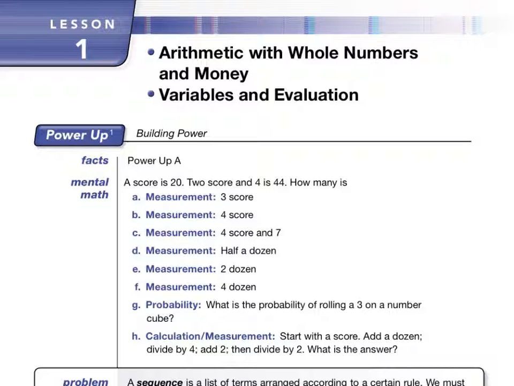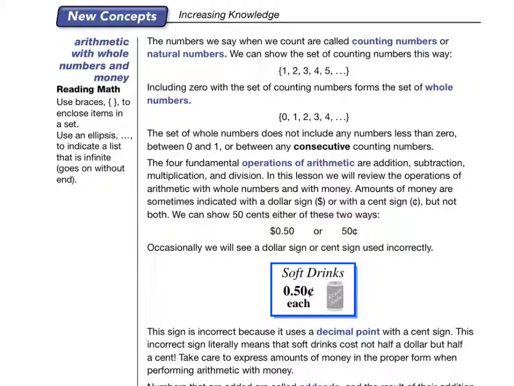The title of this is Arithmetic and Whole Numbers and Money. So we're going to talk about money, and then we're going to talk about variables and evaluation. When you're taking notes in the book, there's going to be vocabulary, and any words that are in blue are words that are going to be needed in your notes.